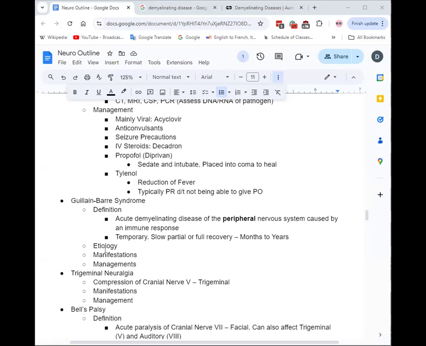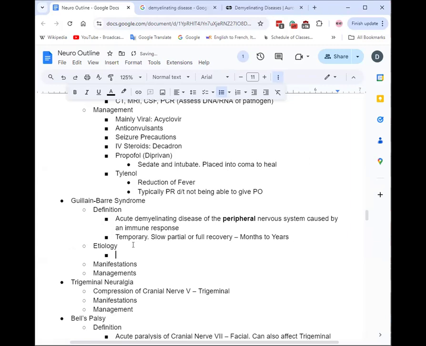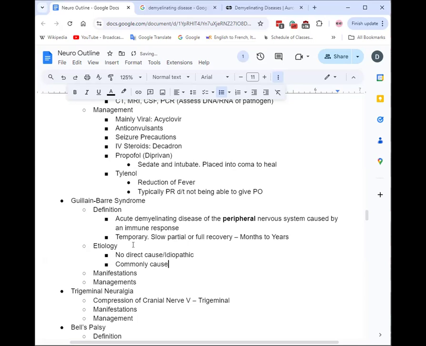So etiology, I'll just write this one down. There's no direct cause, it's believed. It's idiopathic, meaning it's not really known exactly how it comes to be, but it's commonly caused from a previous respiratory or GI infection.